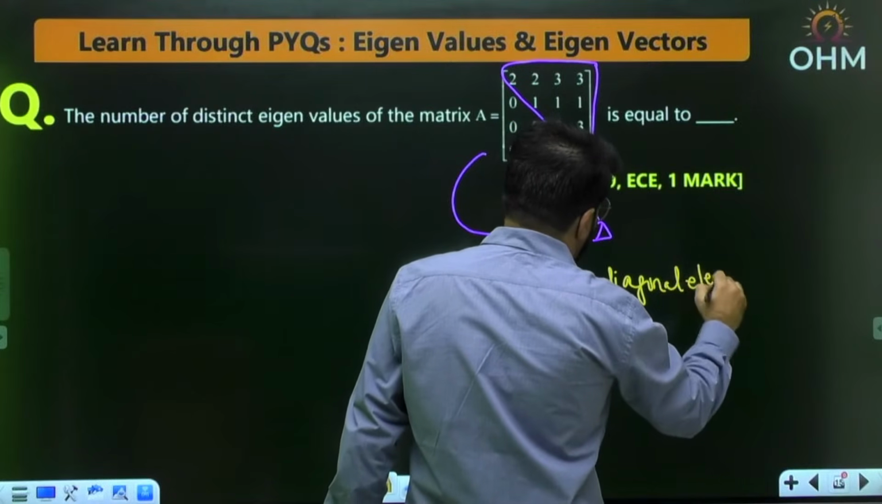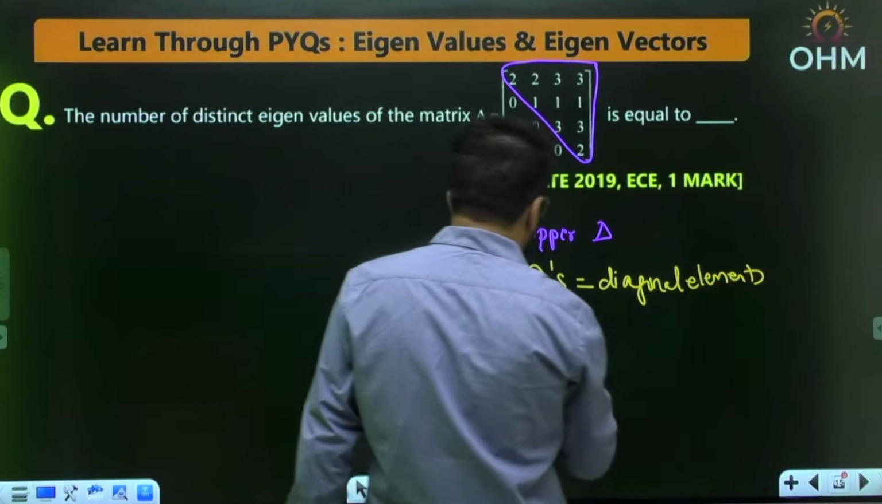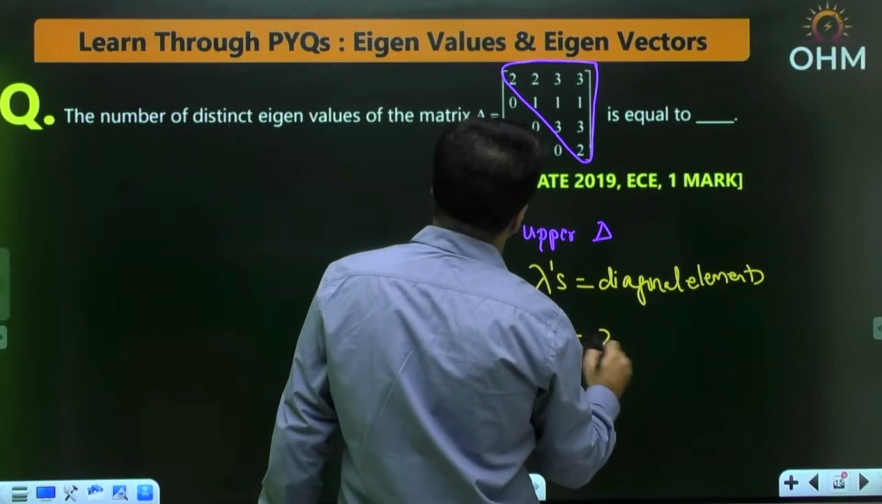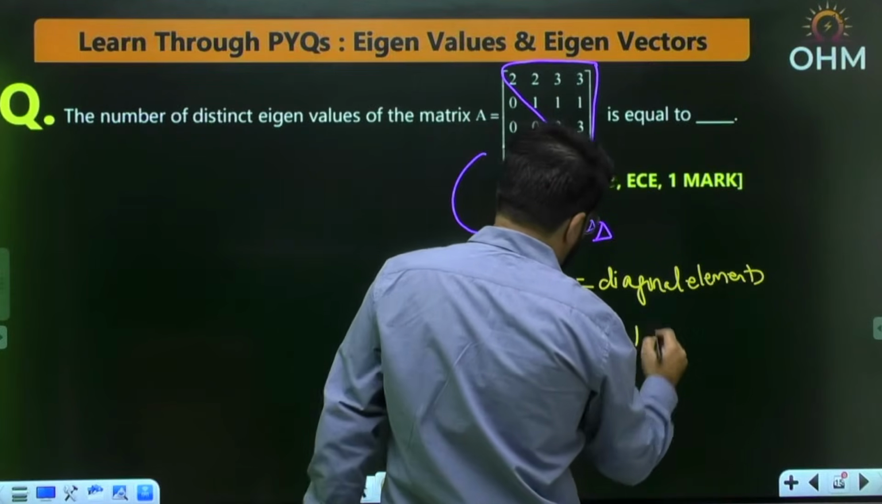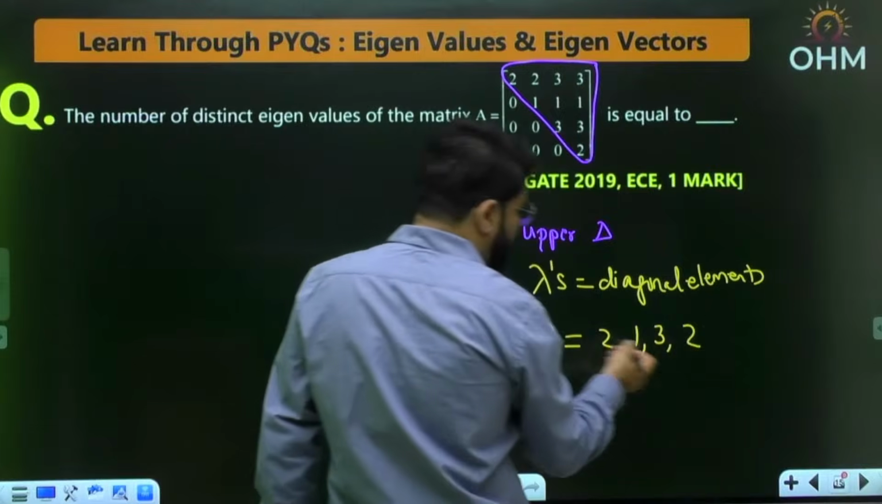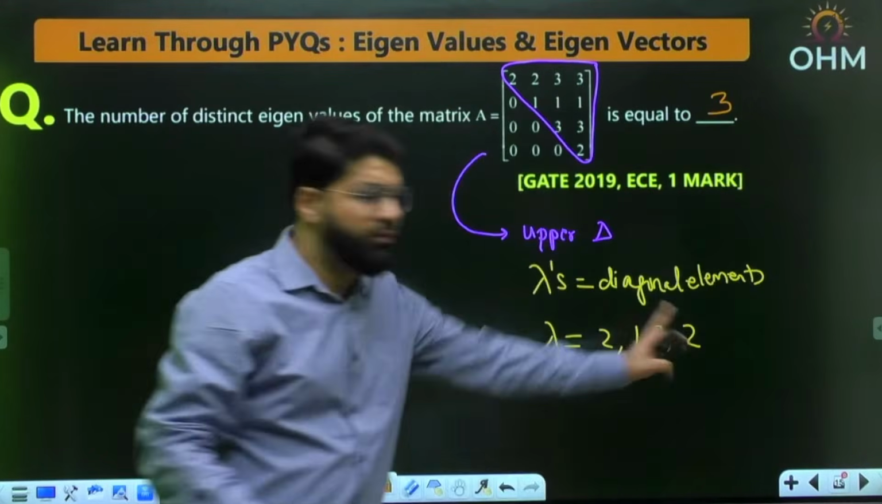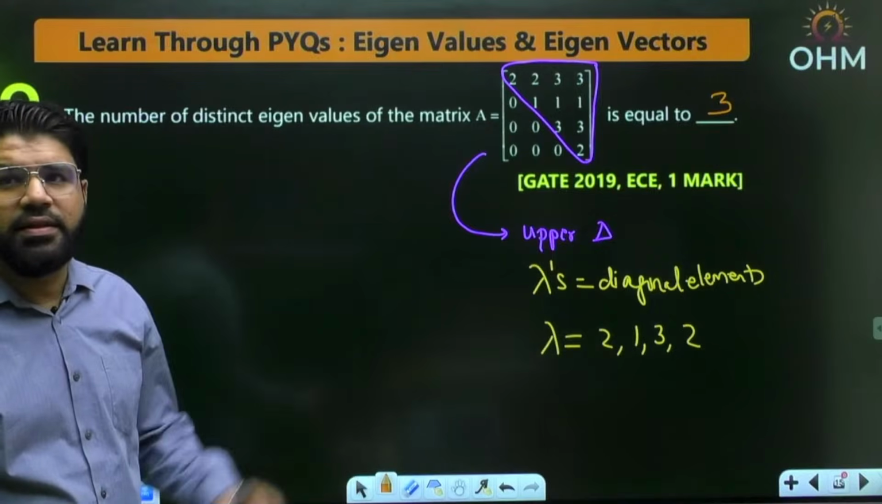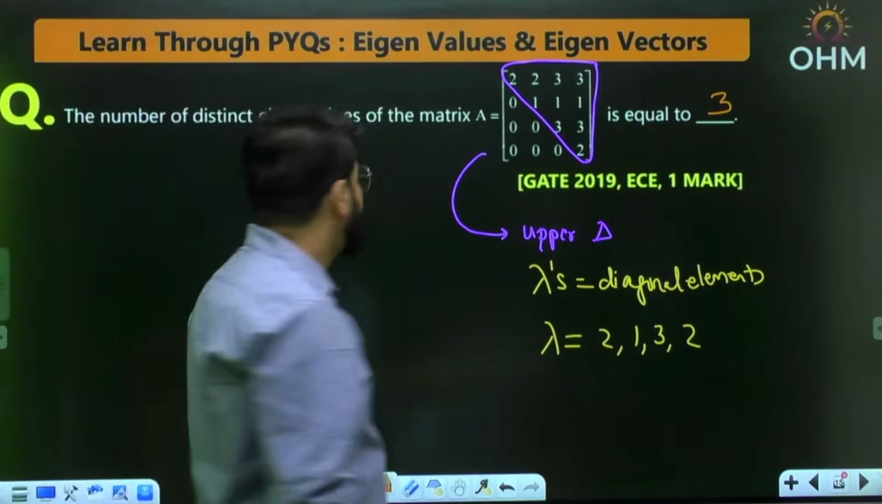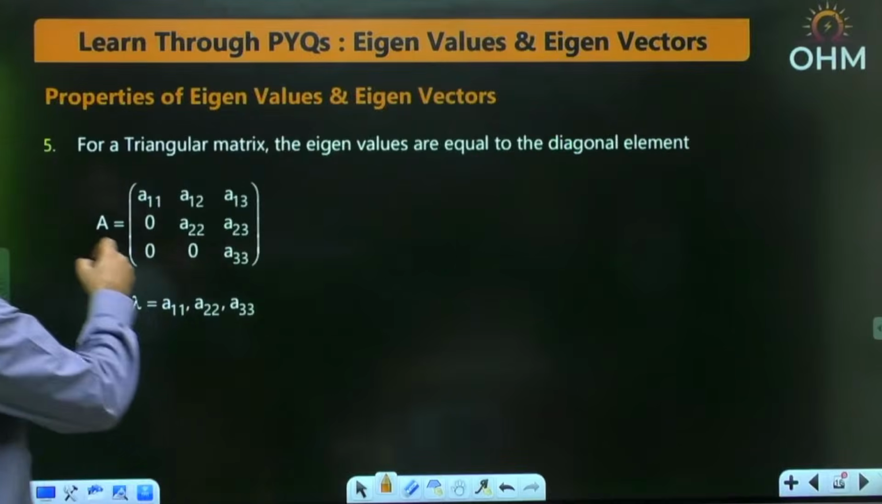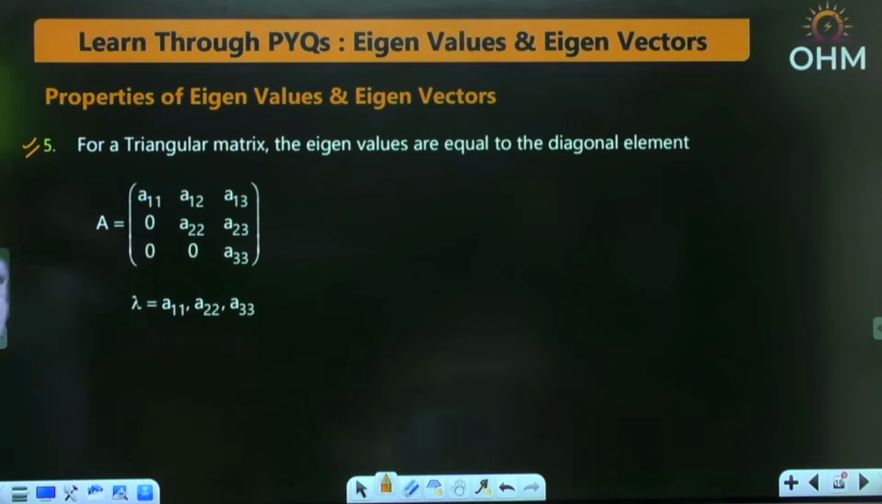So if I ask you, what are the eigenvalues of the matrix? 2, 1, 3 and 2. The fourth one is repeated. How many distinct? 3. Finish. So that is the next property for you. Number 5. Keep marking, I'm going with the numbering as well.